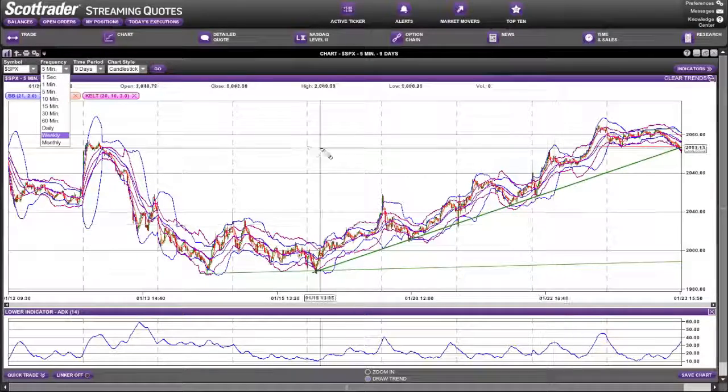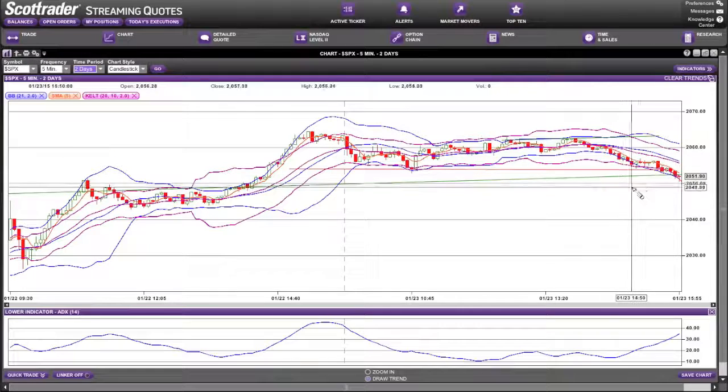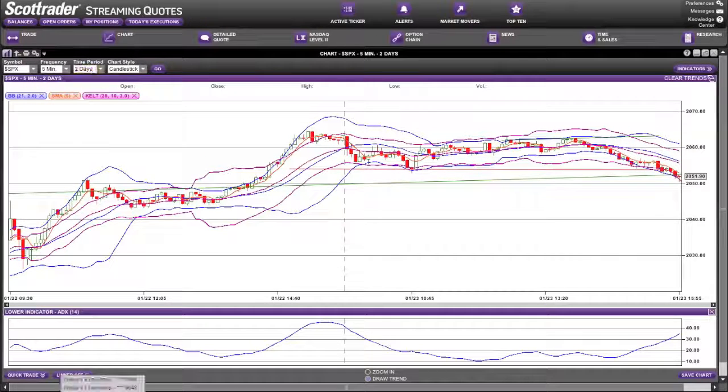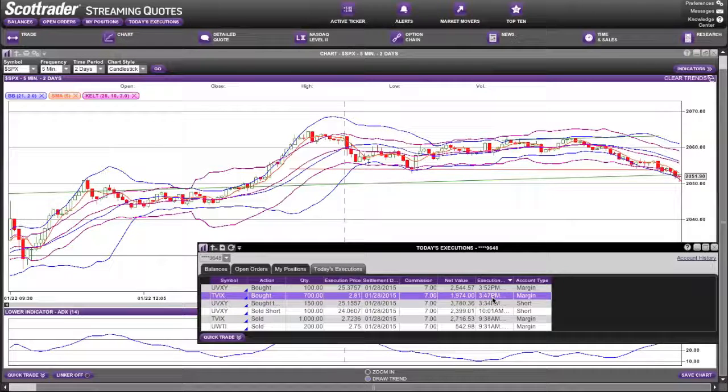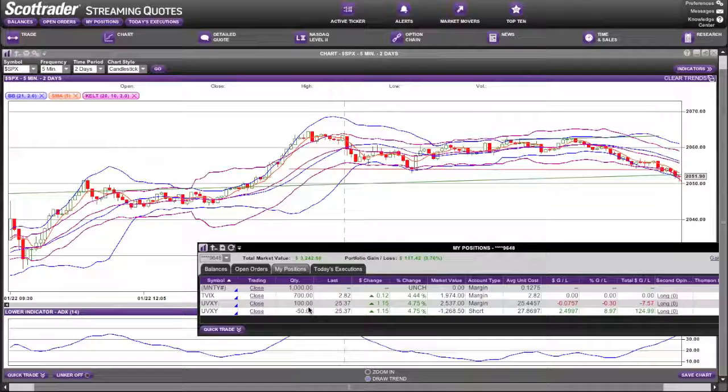My resistance levels for my short position right now. Because I bought that 700 share of the TVIX, and then 100 UVXY towards the end of the day here. Prices were just falling below this level of support and looked real bearish. So right now my net position is short 100 or 50 UVXY, long 100 UVXY, and long 700 TVIX.